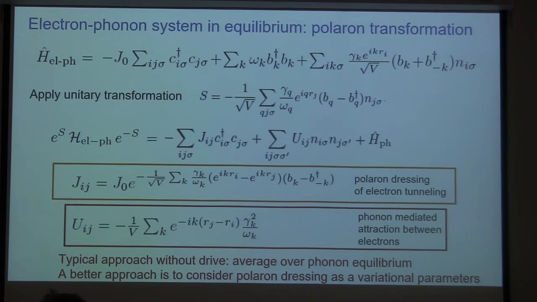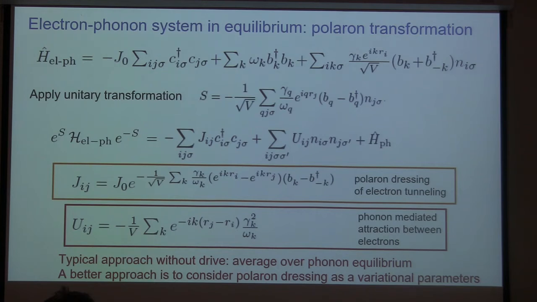And what is usually done is that people assume that at this point we can just take the expectation value of this operator, assuming that our phonons are not affected by electrons, so let's just take them to be in a thermal equilibrium state. At low temperatures it would be a vacuum, at finite temperature it's a thermal ensemble. When we take the expectation value of this operator in some equilibrium phonon state, we just get a renormalization of J. So that's the polaron dressing of the bandwidth. Nothing beyond this kind of bandwidth renormalization is considered important.